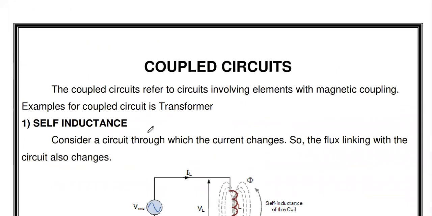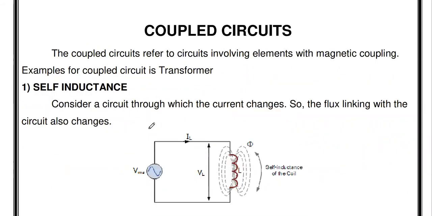What is meant by self-inductance, what is mutual inductance, and what is the relation between the self-inductance and mutual inductance, we are going to discuss. So first one, coupled circuit. What is meant by a coupled circuit? It is a circuit involving elements with magnetic coupling.